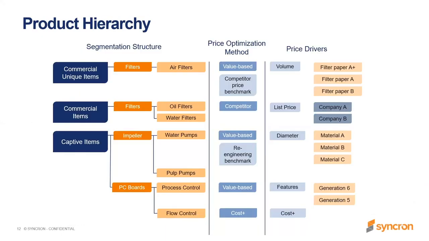But let's go into the first one, product hierarchy. What is that in the end? Well, in this case, we have a technically driven structure. For example, we have air filters, oil filters, and water filters. We know that air filters are relatively specific to our machines. They fit within a cabin or whatever it might be. In this case, we might want to use a technical or a value-based pricing approach. The price driver is volume, and then we have different filter paper quality levels that we want to use as the price drivers.